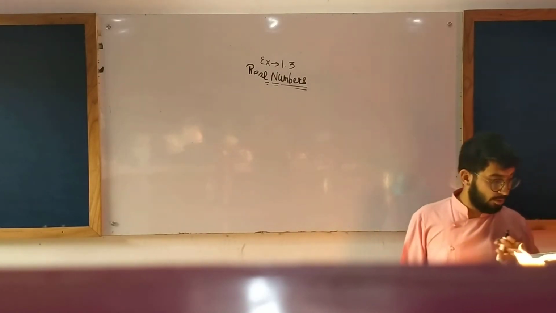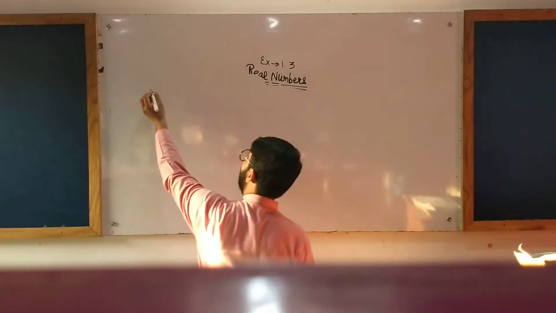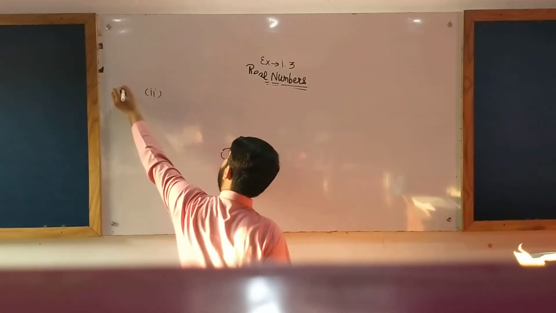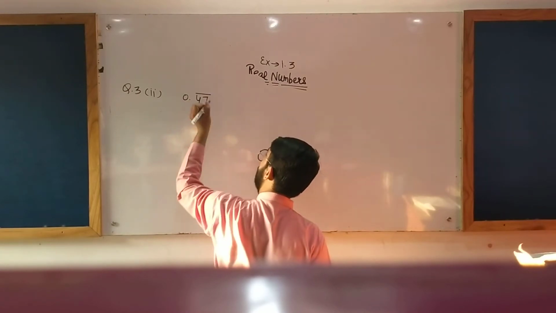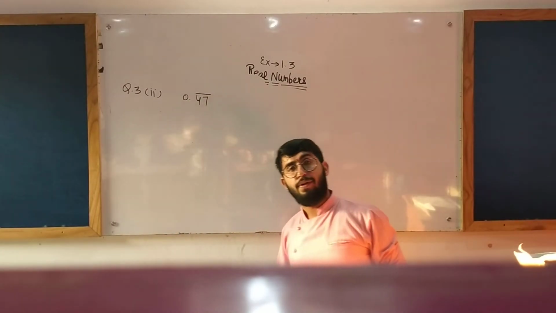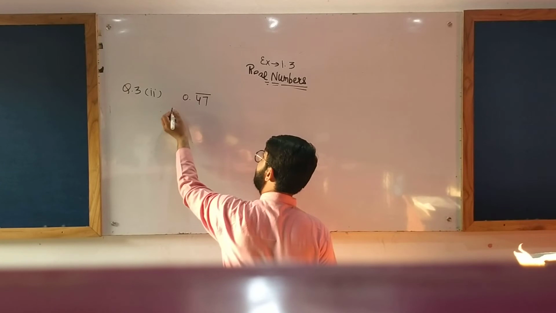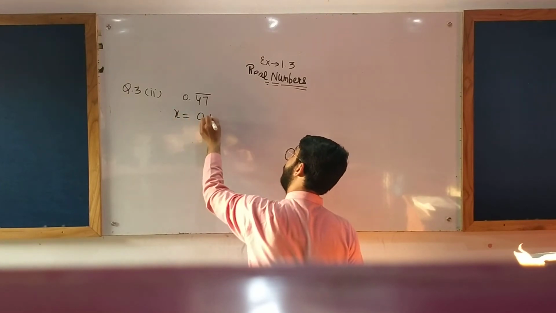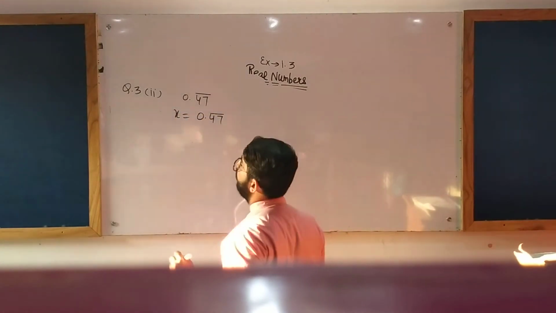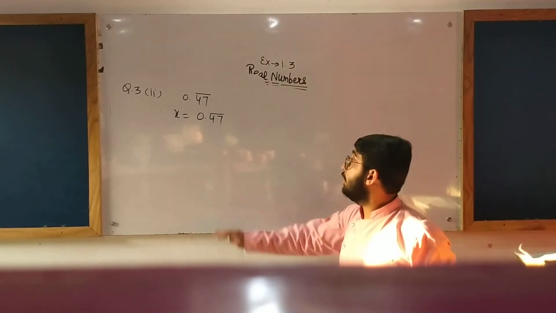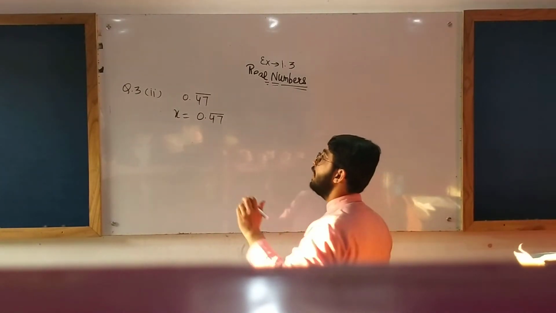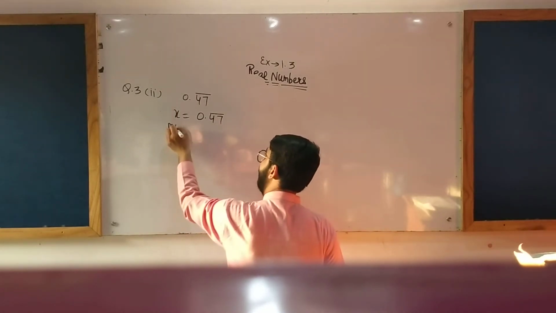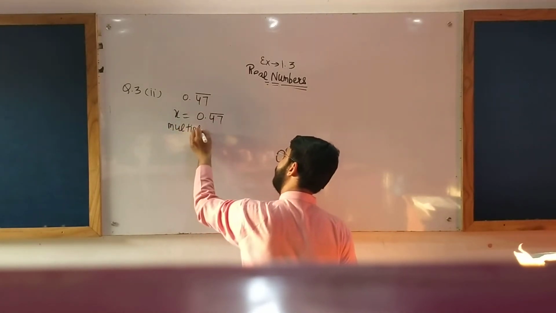Now the very next question is 0.47 bar. The bar is on 2 digits, 47. Now let this number be x equals 0.47 bar. Now, the bar is on how many digits? The bar is on 2 digits, so we will multiply both sides by 100.